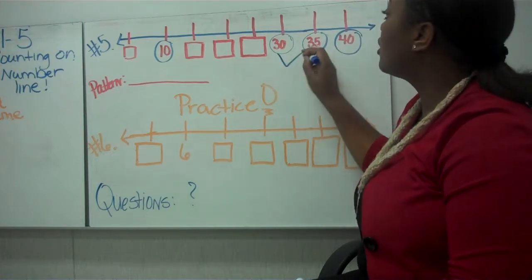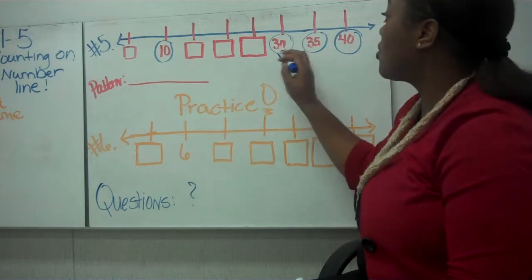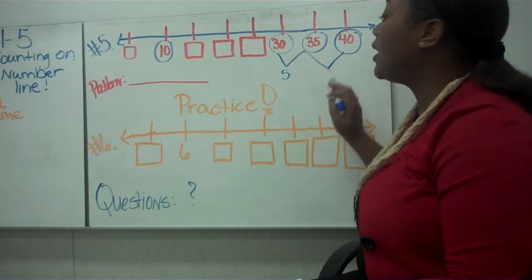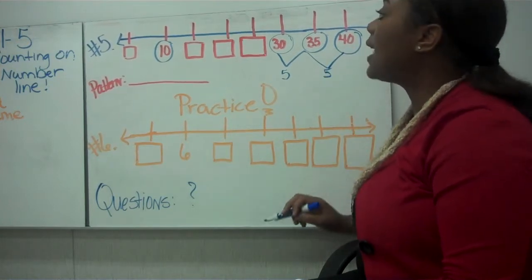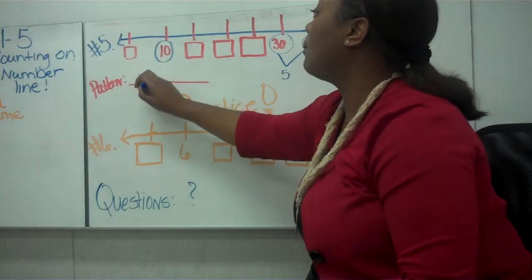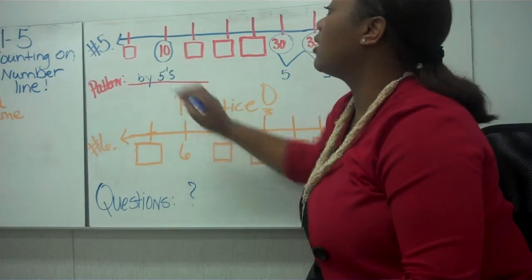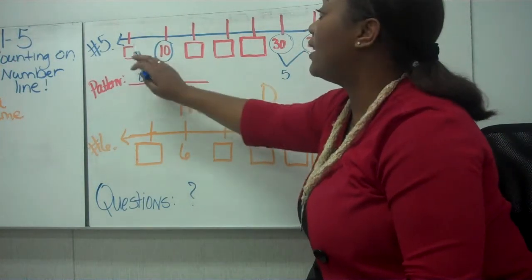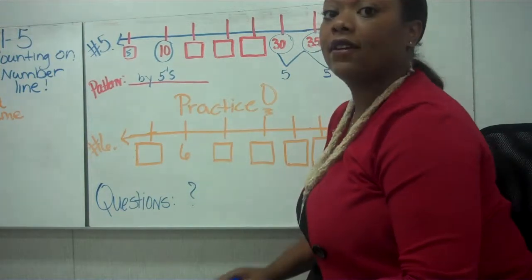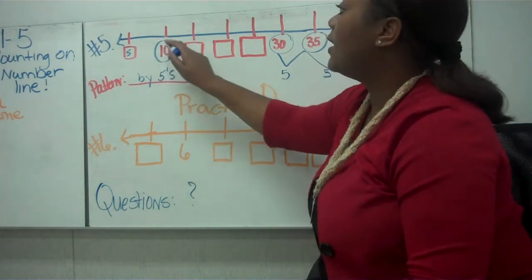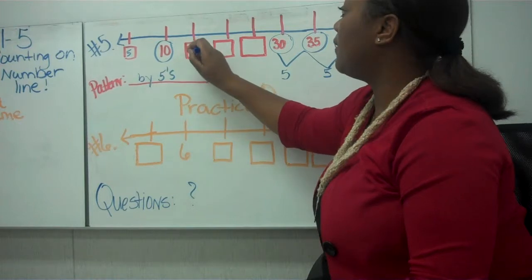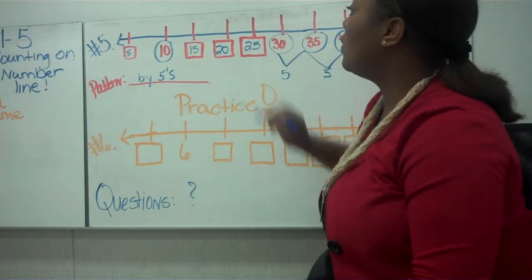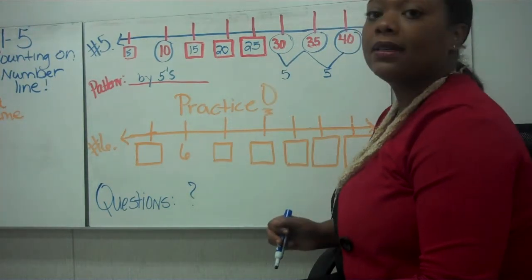Now from 30 to 35, how many did it take me to get from 30 to 35? 5. From 35 to 40, it also takes 5. So it looks like my pattern is counting by 5s. So if that's the case, if this is 10, then my number right here, 5 less than 10, is 5. So if I count my 10s, 5, 10, then my number right here would have to be 15, 20, 25. And now I found my missing numbers.